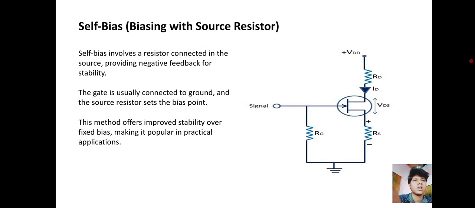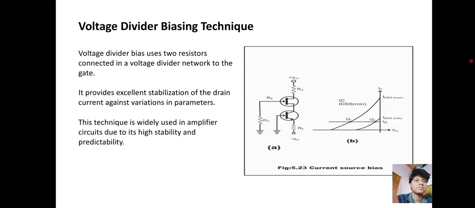Next, self bias: biasing with the source resistor. Self bias involves a resistor connected in the source, providing negative feedback for stability. The gate is usually connected to ground, and the source resistor sets the bias point. This method offers improved stability over fixed bias, making it popular in practical applications.